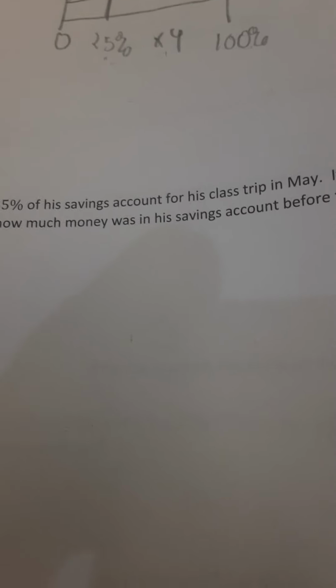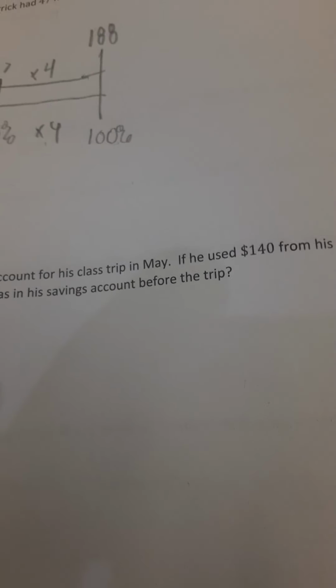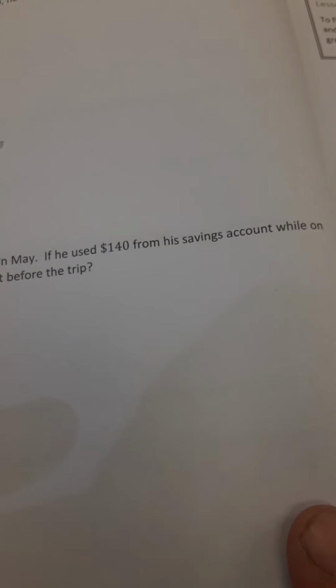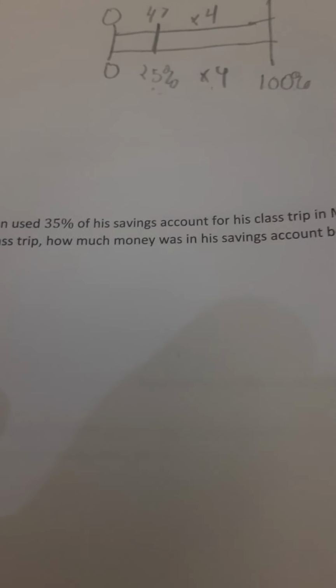So Nelson used 35% of his savings account for his class trip in May. Oh, that's kind of sad. No class trip this year, buddy. If he used $140 from his savings account while on his class trip, how much money was in his savings account before the trip?